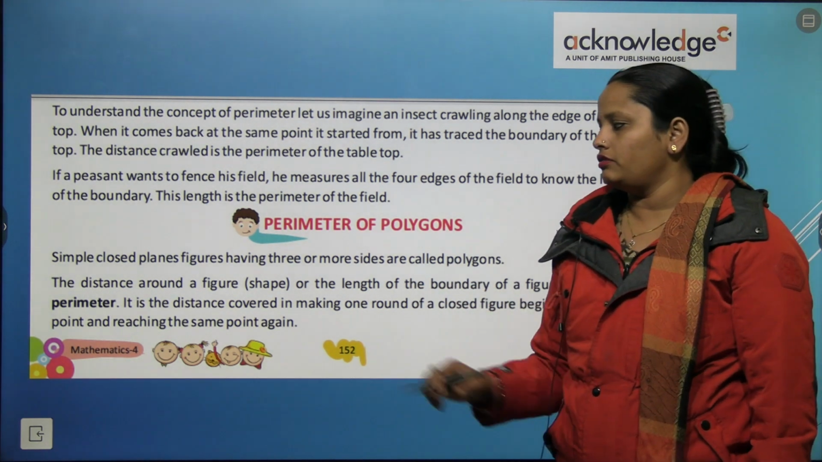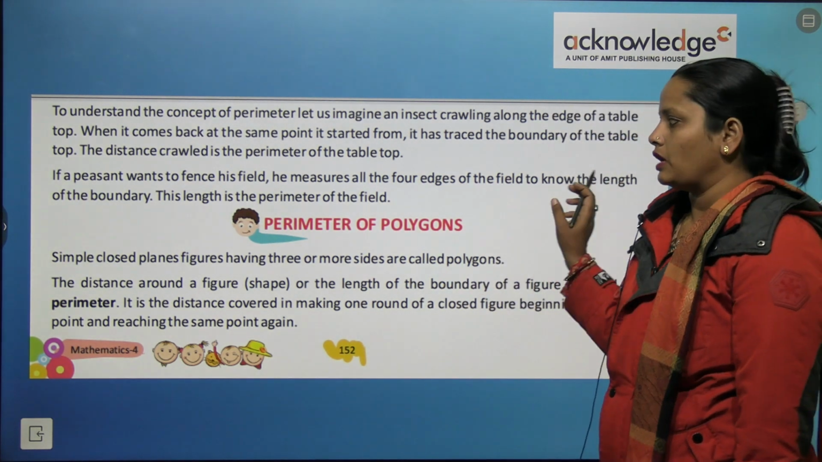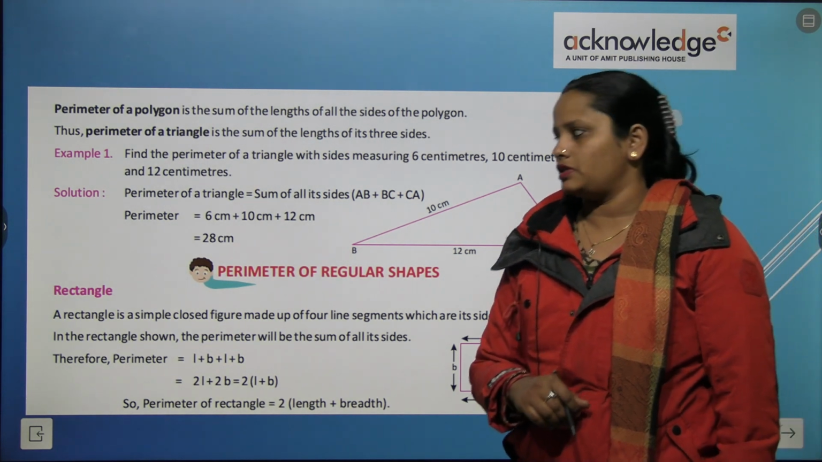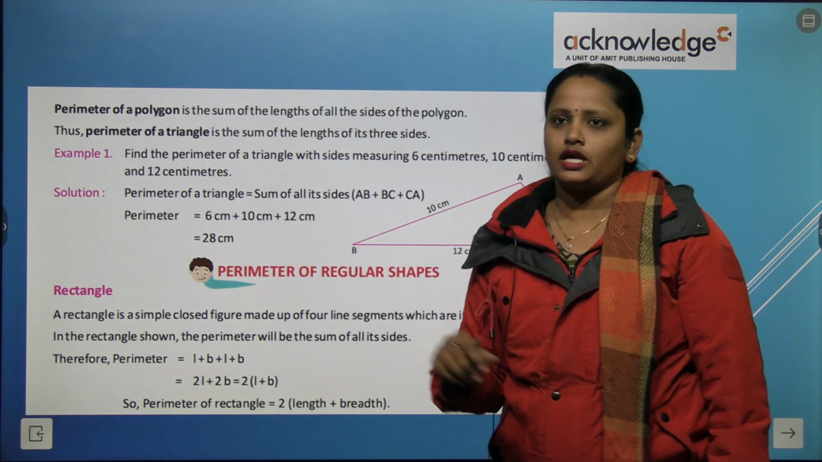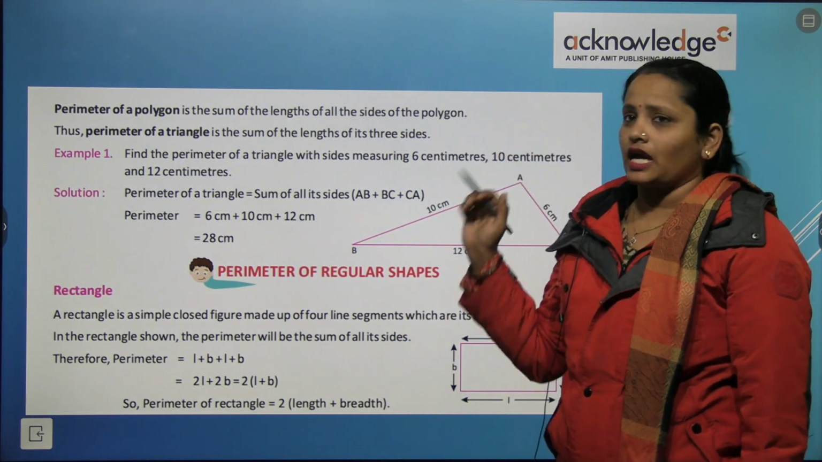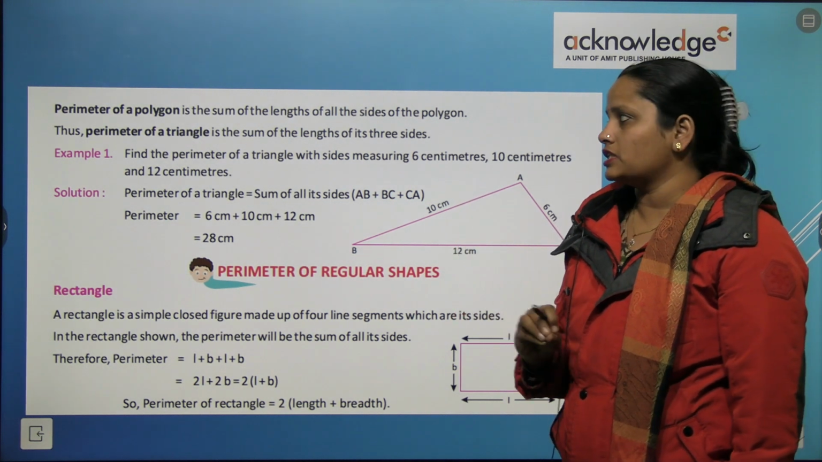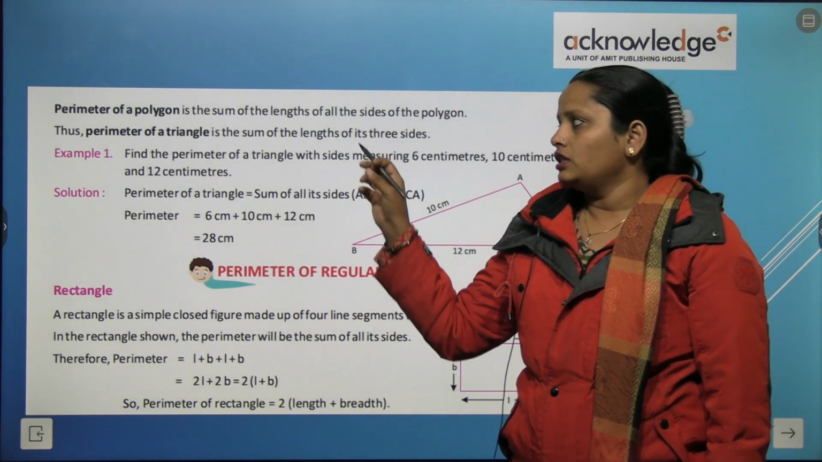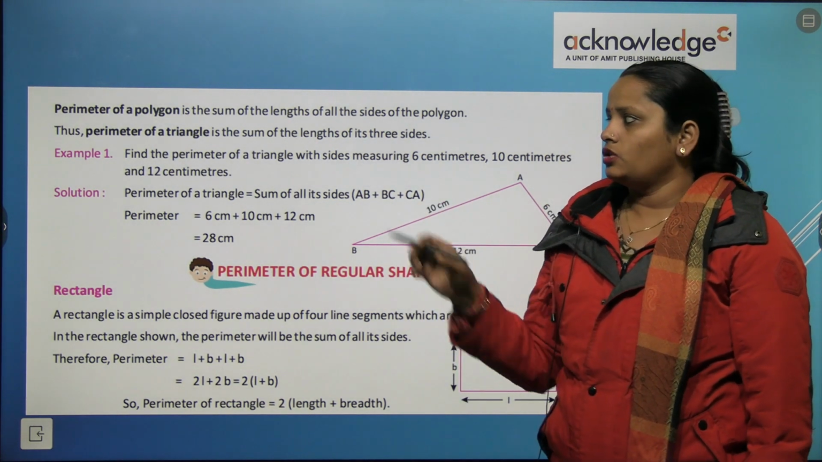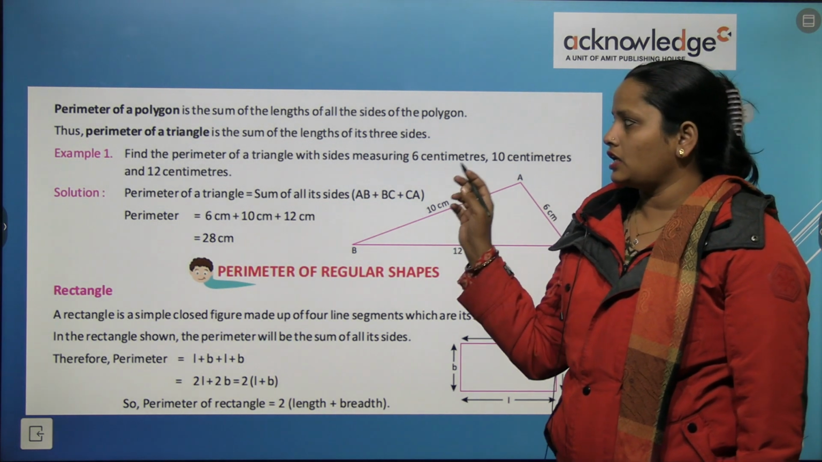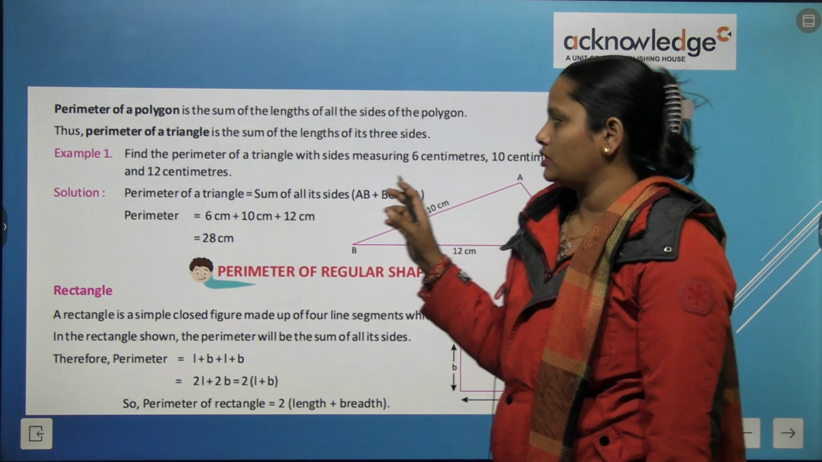Beginning from any point and reaching the same point again means एक पॉइंट से स्टार्ट करना और उसी पॉइंट पे दोबारा पहुंच जाना. This is the perimeter. Perimeter of a polygon is the sum of the length of all the sides of the polygon. So जितने भी साइड्स होते हैं पॉलीगन के उनके लेंथ को जब हम प्लस करते हैं, this is called the perimeter. Thus perimeter of a triangle is the sum of the length of its 3 sides. तो इसीलिए ये जो पेरीमीटर है ट्रायंगल का ये क्या है, इसके लेंथ्स के सम को हम कहते हैं पेरीमीटर.